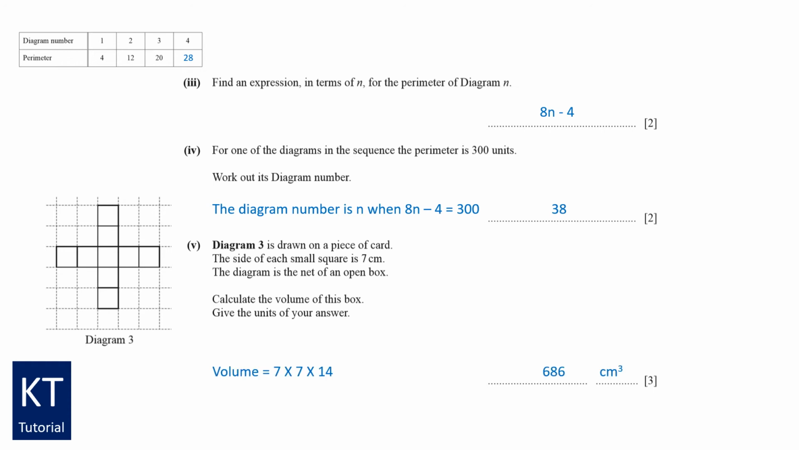With each square being 7 cm, its base is 7 by 7 cm and its height is 14 cm. This takes the volume to 666 cm cubed.